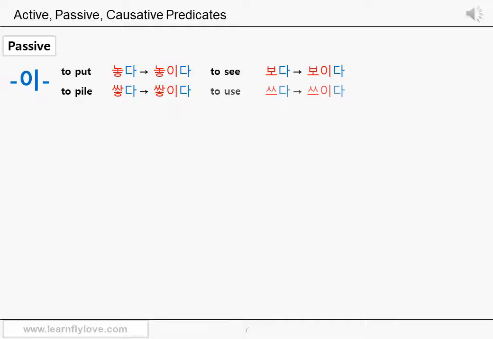To use is 쓰다 in the active voice and 쓰이다 in the passive voice. To tie is 묶다, and to be tied is 묶이다. To mix is 섞다, and to be mixed is 섞이다 in Korean.